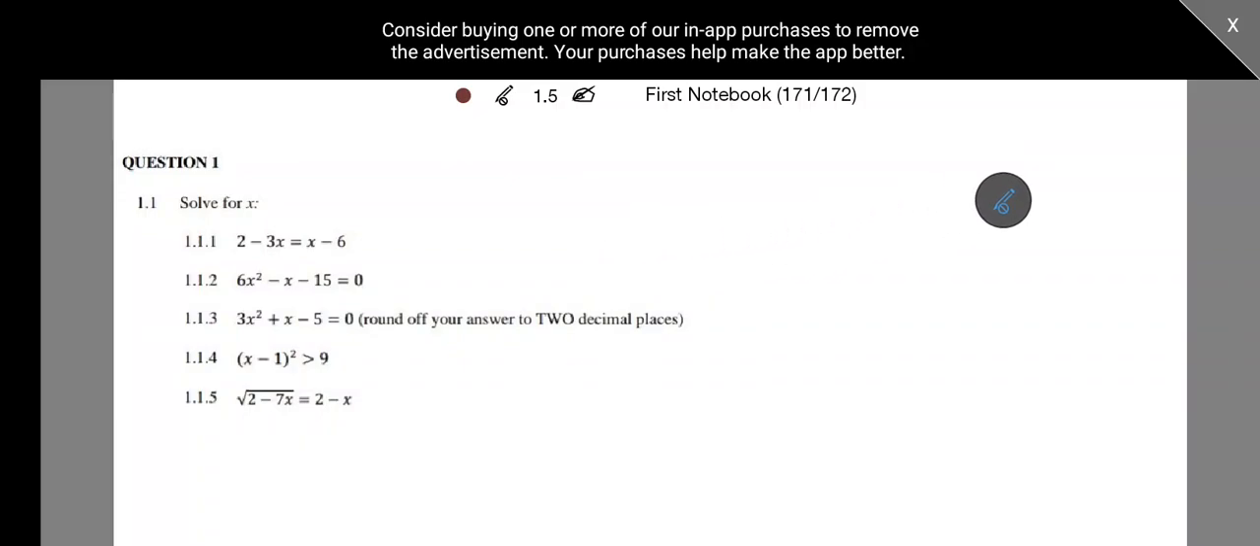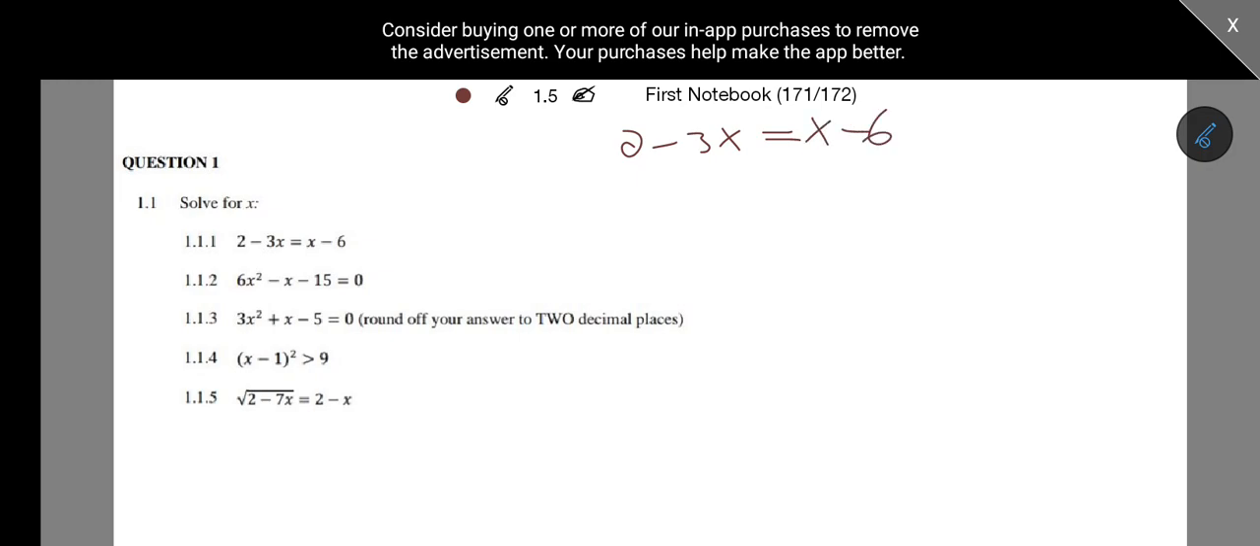In this lesson, we'll be doing the corrections for the Limpopo paper, which was written on the 12th of March 2023. So, the first question was a linear equation. This was simple. So we're given 2 minus 3x is equal to x minus 6.